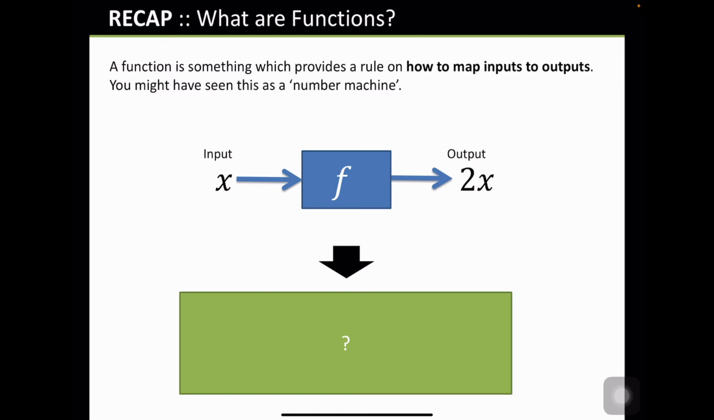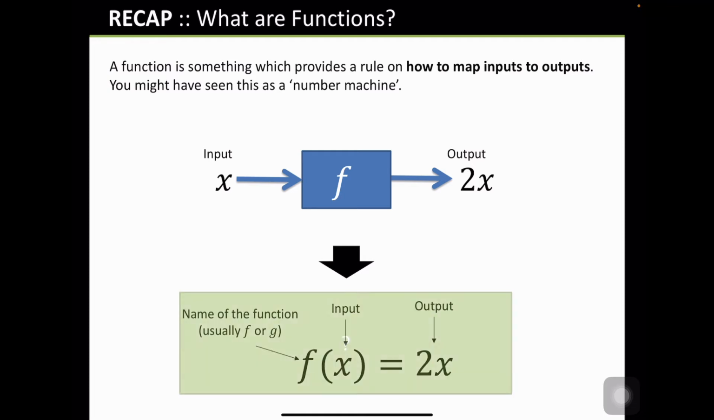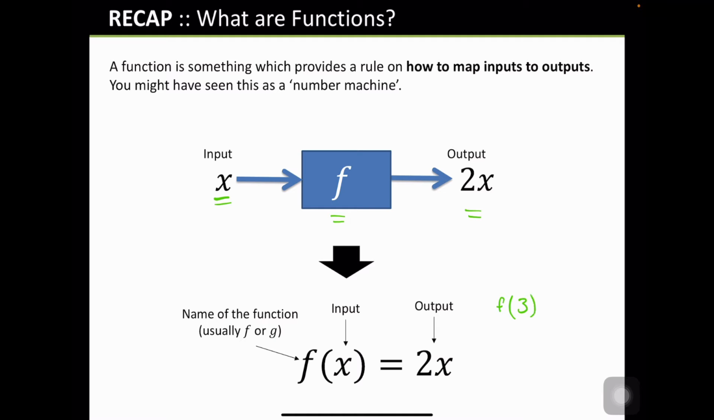A function is something which provides a rule on how to map inputs to outputs. So here our input is x. We put it in our function machine and the output is 2x. So for example, let's say our input is the value 3. We put it in our function machine and our output is going to be 2 multiplied by 3, because the rule is 2x. So for this specific value, our output will be 6.